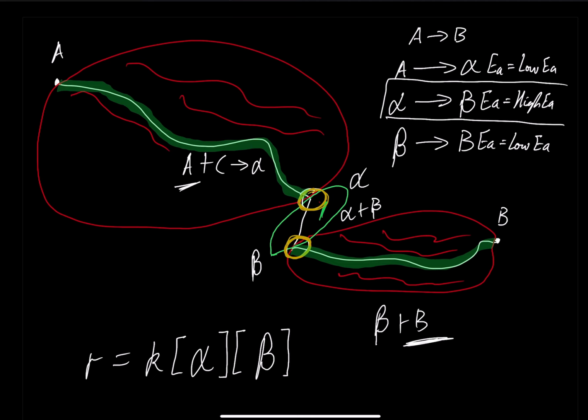Alpha plus beta, and that forms, well, alpha plus something goes to form beta. Beta plus something goes to form B.